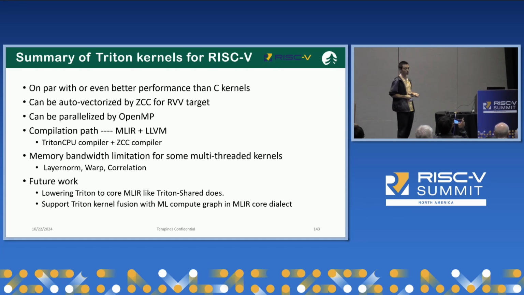So what are we going to do in the future? We are going to write a compiler for Triton on MLIR, which will follow the Triton shared style. So we are going to lower the Triton programming language into MLIR core dialects, and we'll try to optimize Triton kernels together with computation graphs. So it will expose more optimization opportunities compared to traditional ML compilers.